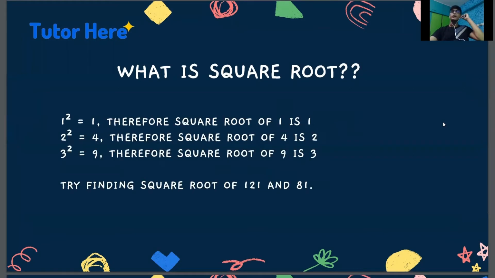For example, 1 squared is 1. Therefore, the square root of 1 is also 1. 2 squared is 4. Therefore, the square root of 4 is 2. 3 squared is 9. Therefore, the square root of 9 is 3. Try finding out the square root of 121 and 81.